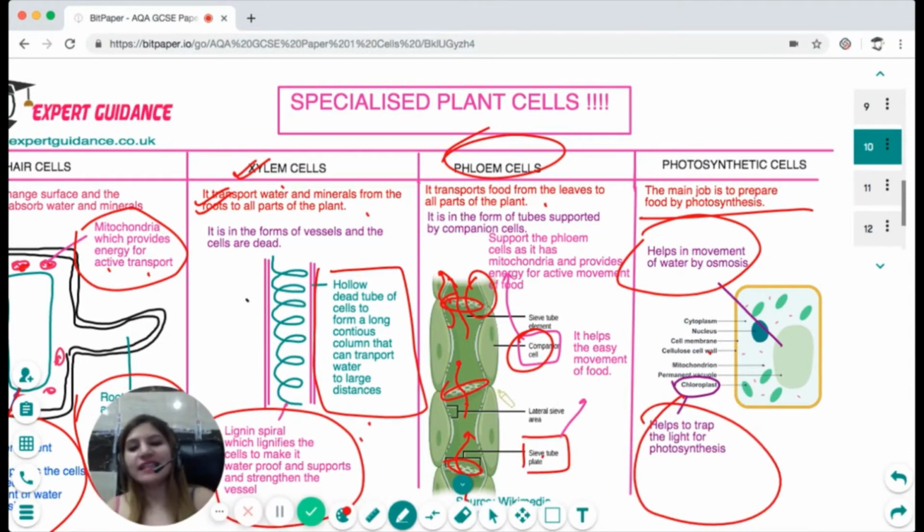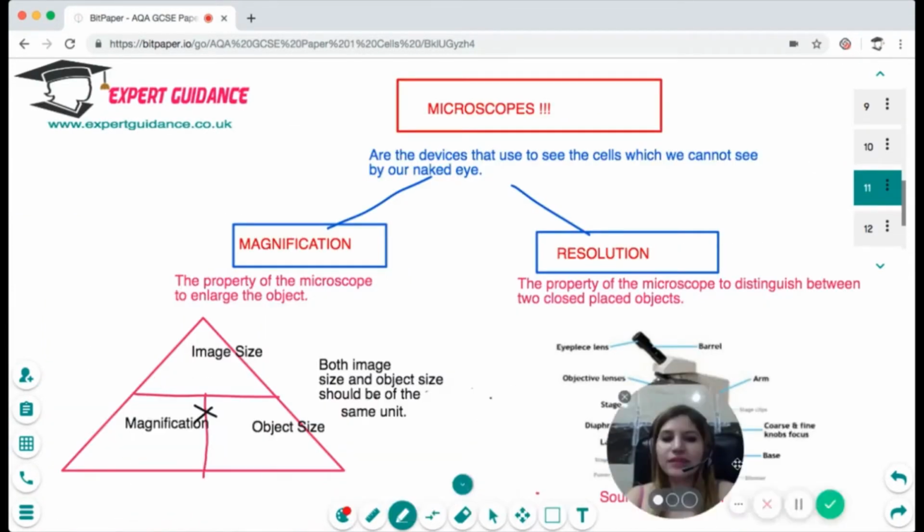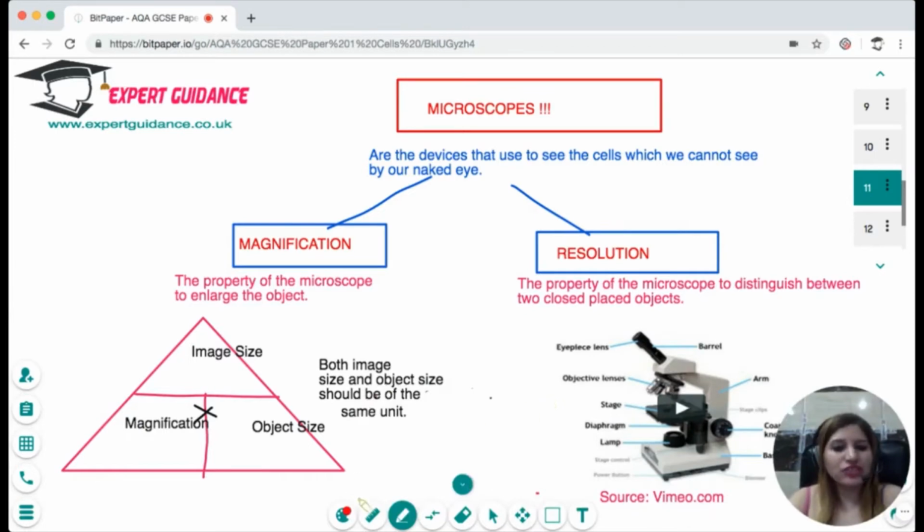Also, these cells lie flat onto the leaf surface so that they can easily absorb water and carbon dioxide for quick photosynthesis. Okay, so I hope these special plant and animal cells are clear to you. Now the question comes in, the cells we cannot see by the naked eye. So we take the help of microscopes. Microscopes are the devices used to see the cells which we cannot see by our naked eye.